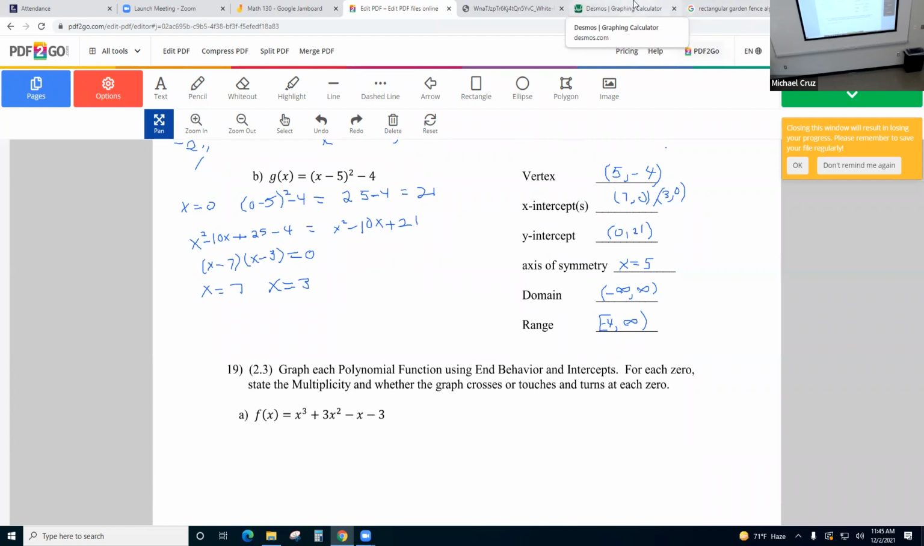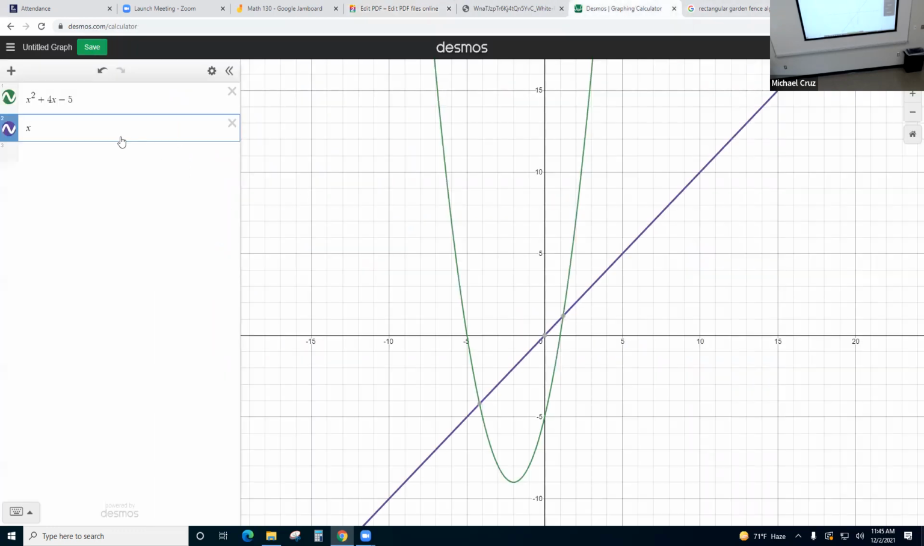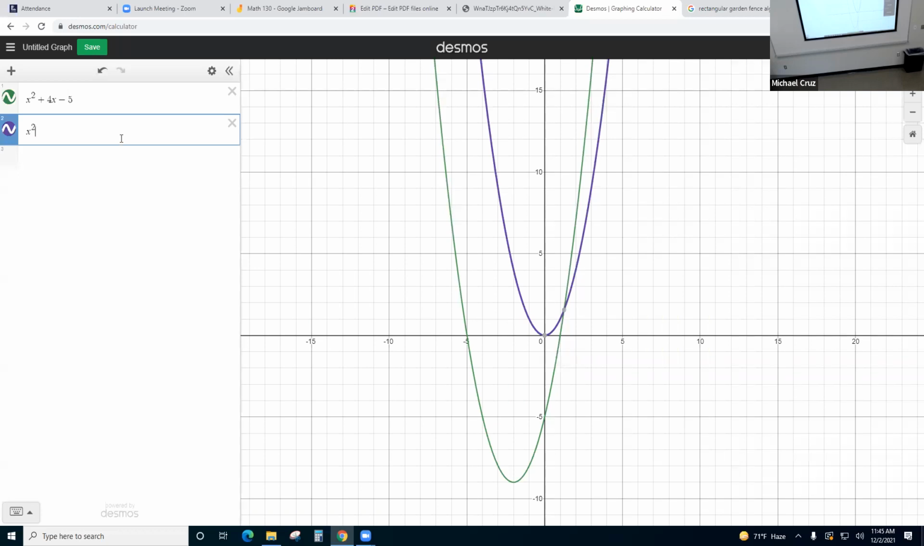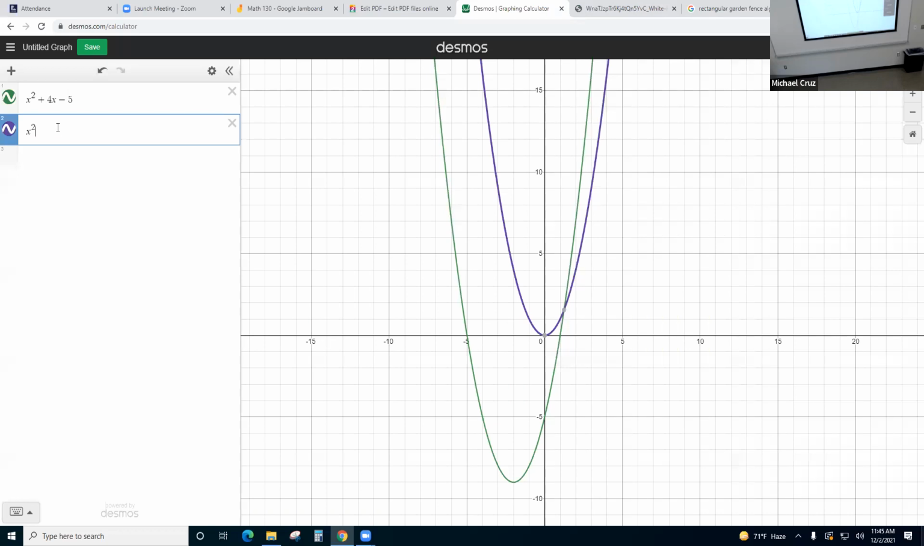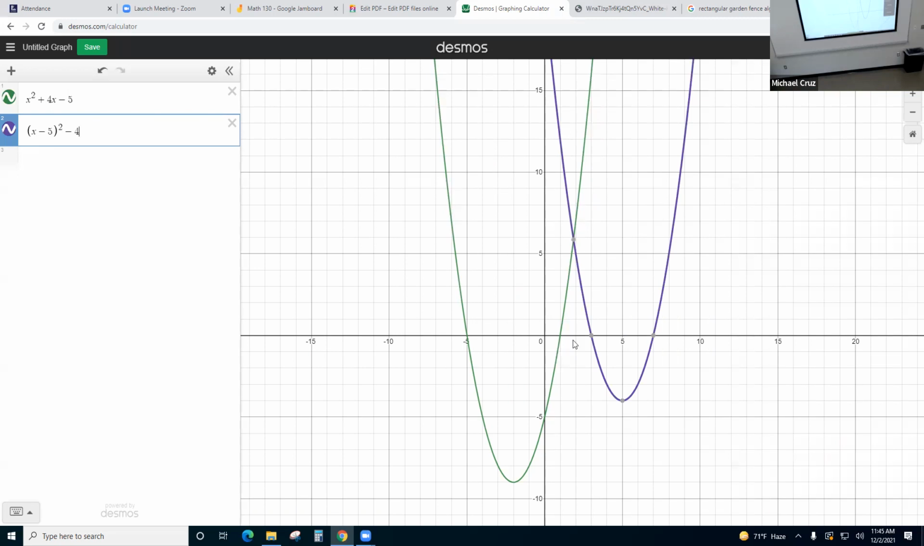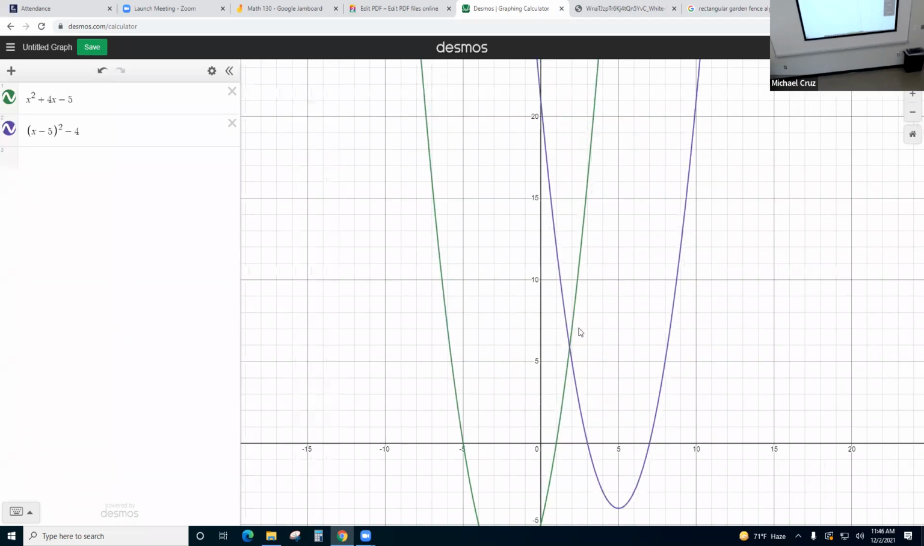So if you want to just grab it just to see. Actually, I want to put it in original form, x minus 5 squared. So see that, there's your minus 4, the low point, and it's going out. Here's your 2 x-intercepts, and then your y-intercept will appear at 21.